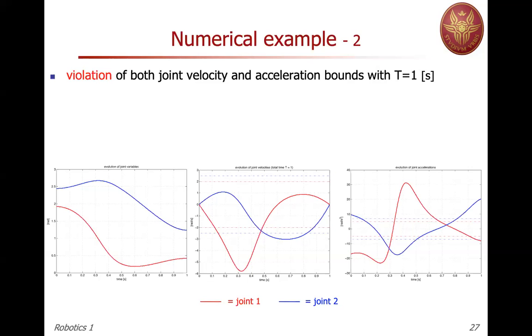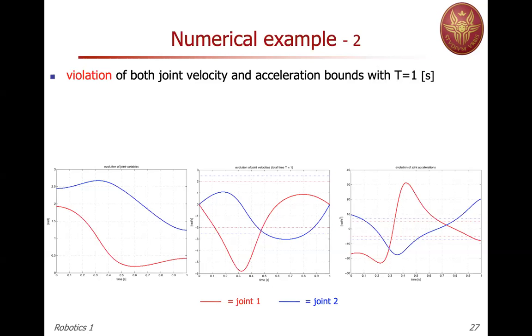Now what we do, we look at the maximum value in absolute terms of joint velocity 1 and the maximum value in absolute terms of joint velocity 2. We compare these values with their limits, and we see which is the most violating one. And this will give a tentative time scaling factor k.